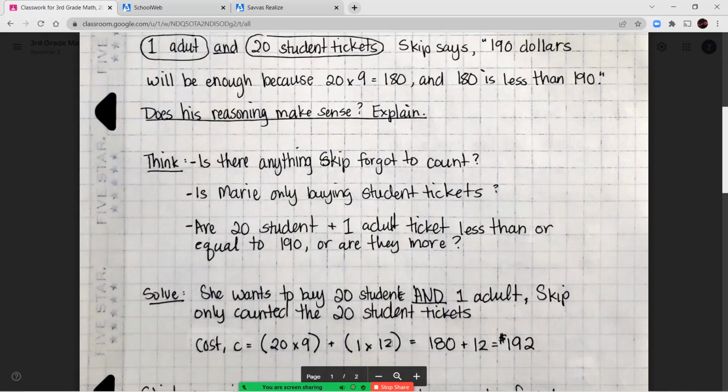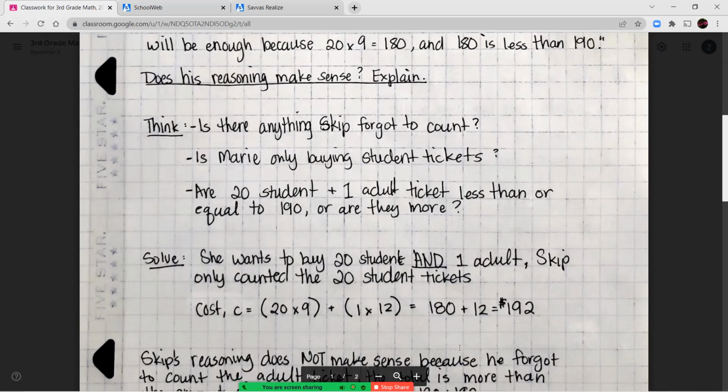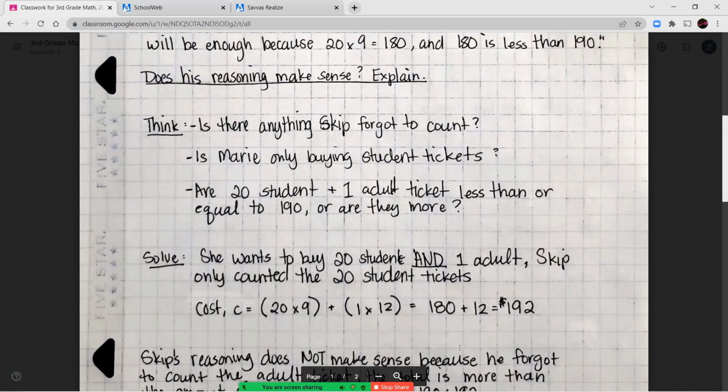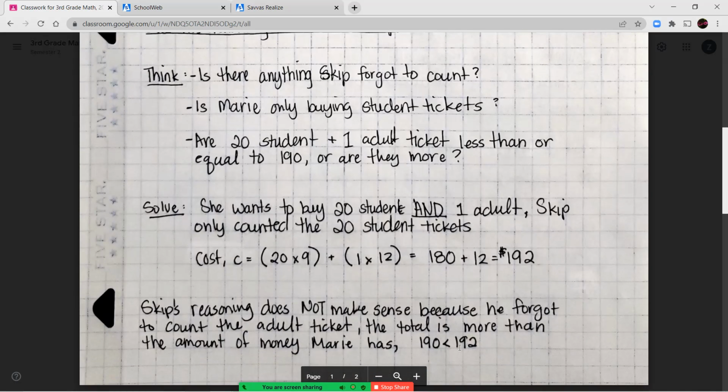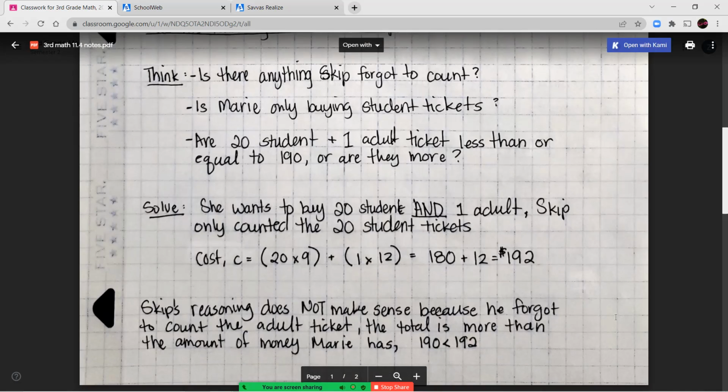And 1 times 12 is 12. So 180 plus 12 actually comes out to be 192. And 192 is more than her total of 190. So his reasoning doesn't make sense because he forgot to count the adult ticket. And that total will make it more than the amount of money that Marie has. So 190 is less than the total cost, which would be $192.